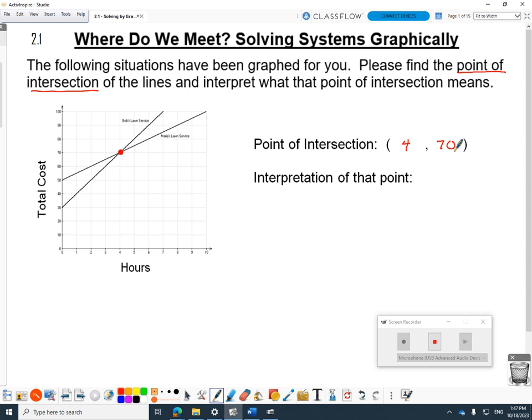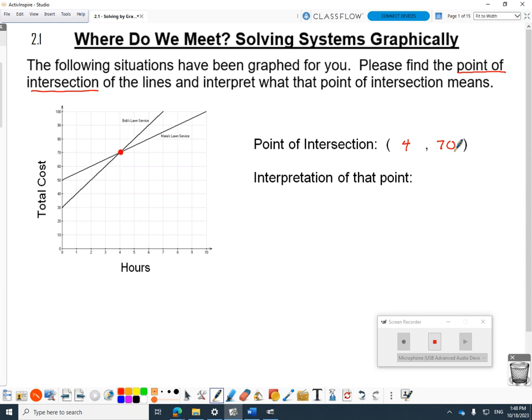Next, interpretation of that point. Well, that's when you have to read the graph. What are we talking about here? This is hours and total cost. So I don't know if you can read that. Is it too small on yours? It says Bob's lawn service and Maria's lawn service. Is it big enough for you to read that? Barely, right? Just barely. You can see that.